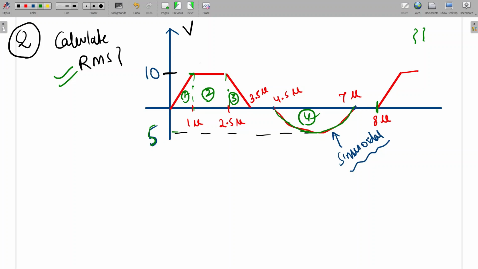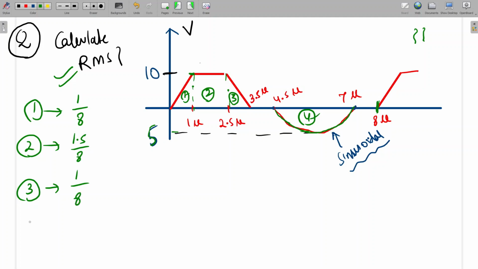So first we will write the duty. What is the duty of waveform 1? Total time is 1 period, so first duty will be 1 by 8. What will be the duty of the second signal? This will be 1.5 by 8. And for the third one, it will also be 1 by 8. And the fourth one is from 4.5 to 7, so it will be 2.5 by 8. We have calculated the duty for all 4 waveforms. Is it clear?